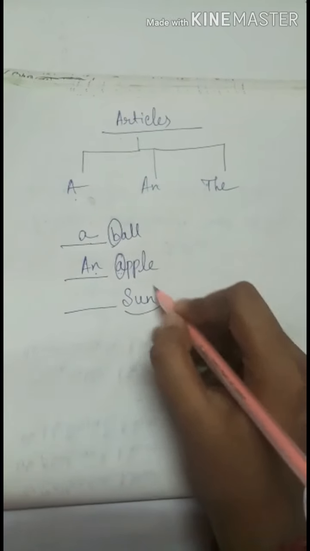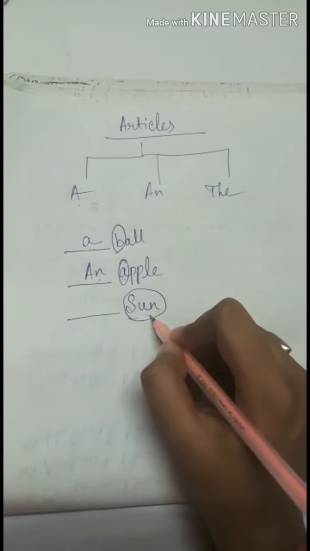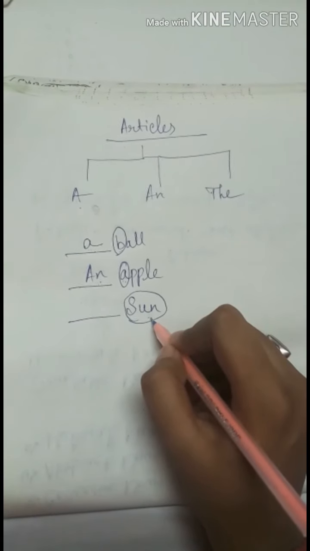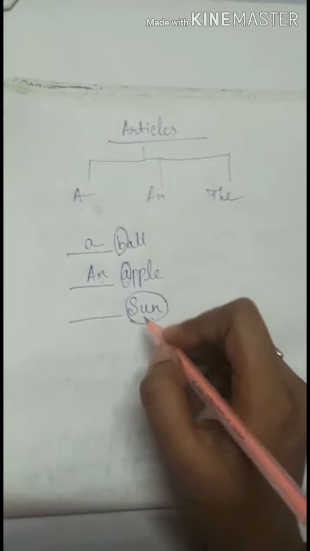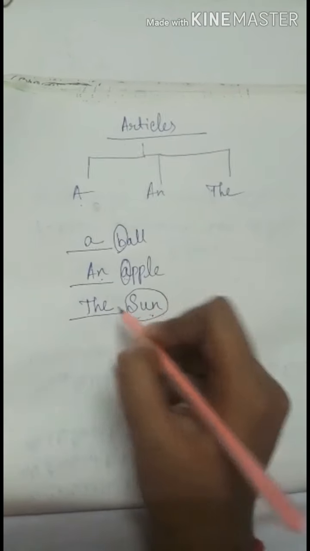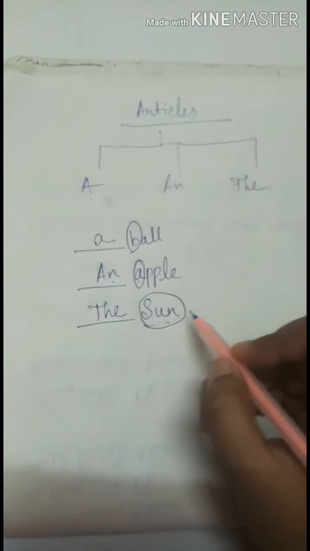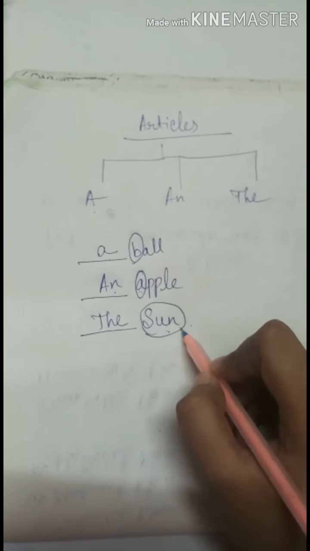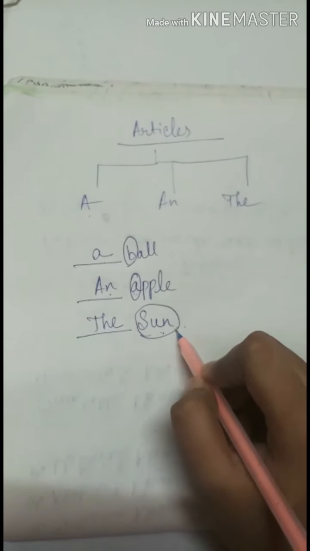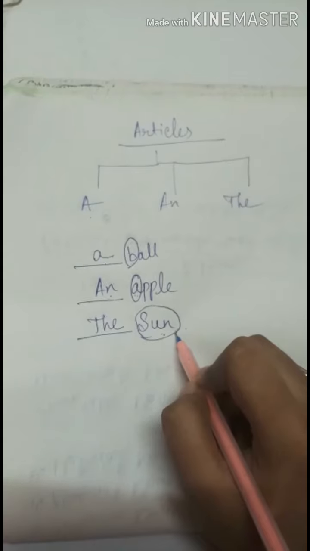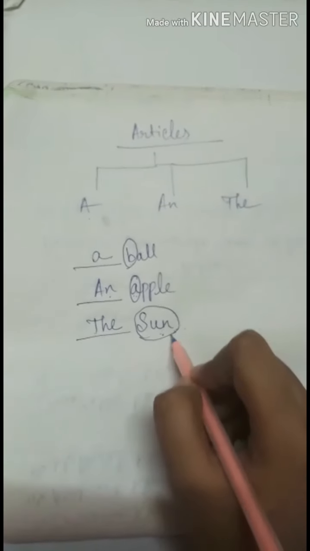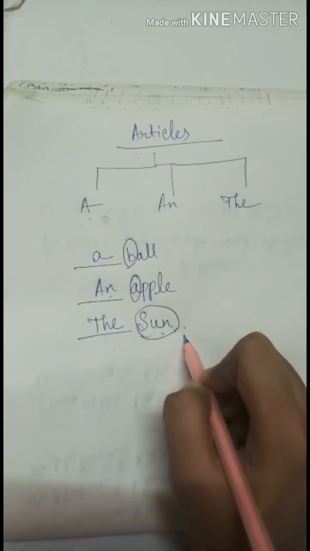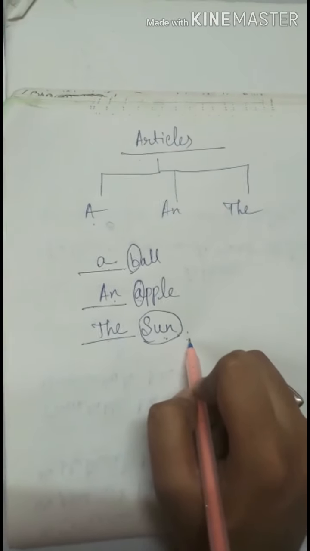But the sun is one and only particular object in this world. So here we place the. When we refer to anything particular, something certain, we place the, like the sun, the Gita, the Mahabharata, etc.